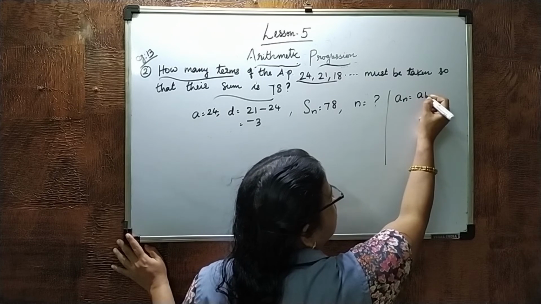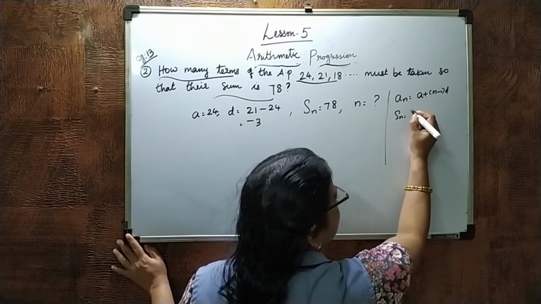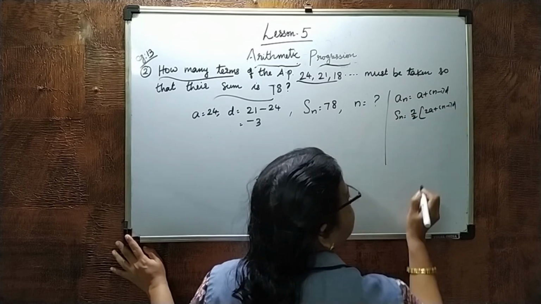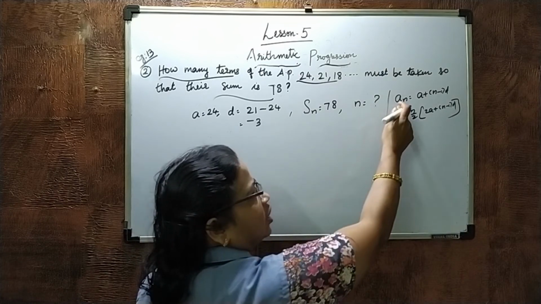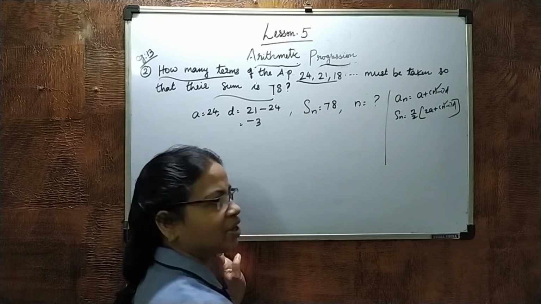An is equal to a plus n minus 1 into d, and then Sn is equal to n by 2 into 2a plus n minus 1 into d, right? For this, we want n only. For this n, we are just going to find out, right? This n.